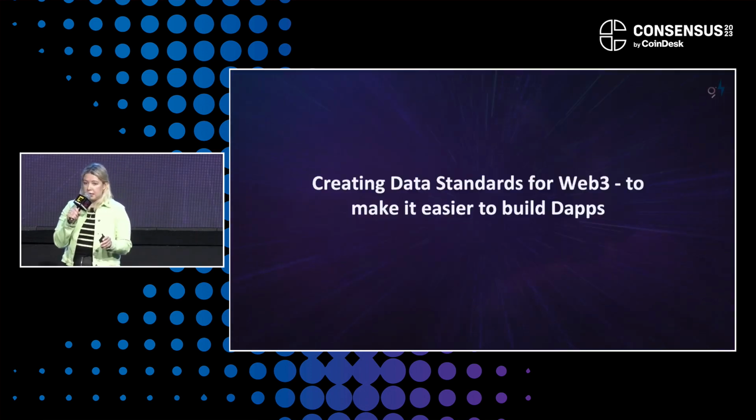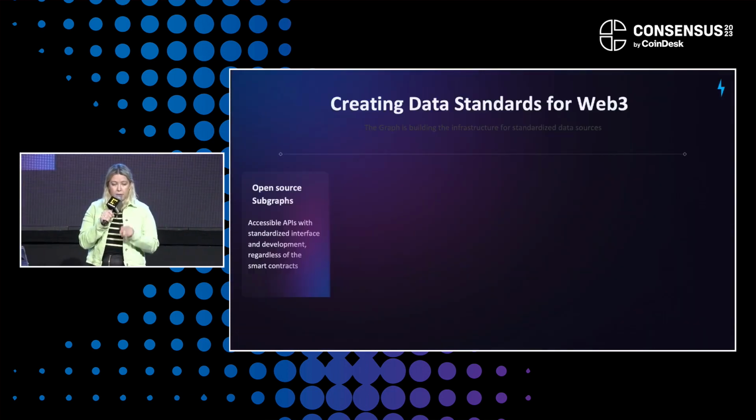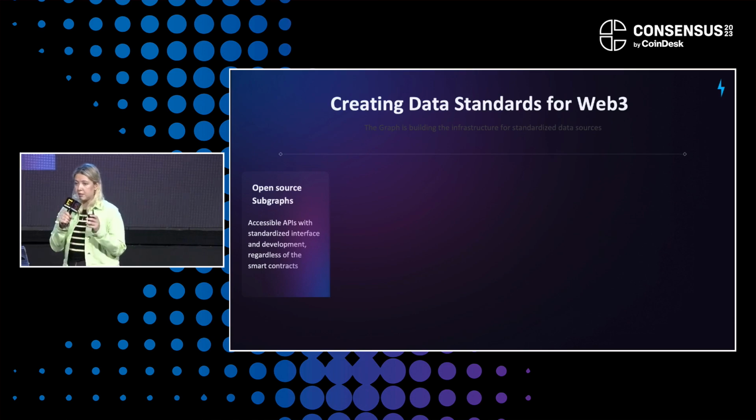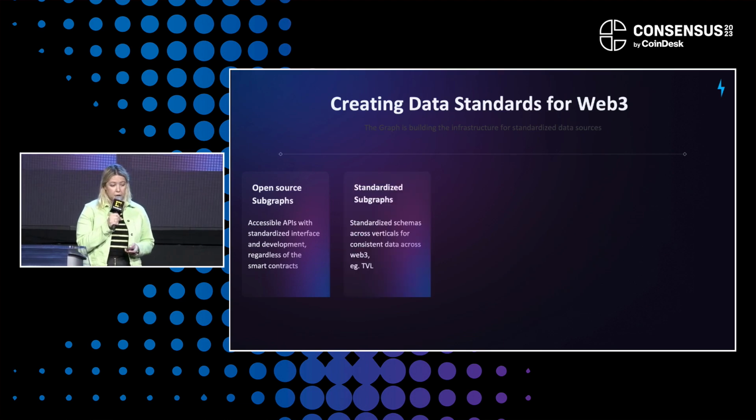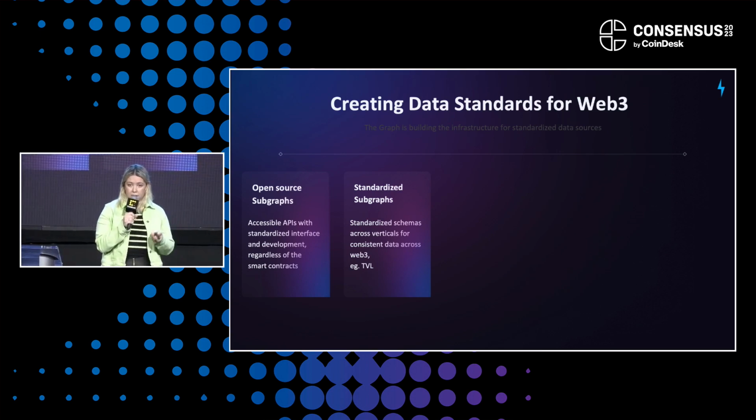So how are we creating data standards? I went into the subgraph a little bit. Open source subgraphs, they're standardized themselves, schemas that can be replicated across the board. The next way is that we're creating actually standardized subgraphs, meaning we've got a team, Messari, who's one of the core developers of The Graph, and they're working on figuring out how to make it easier for projects and dApps to build within their ecosystem.